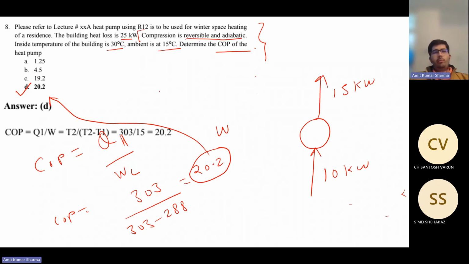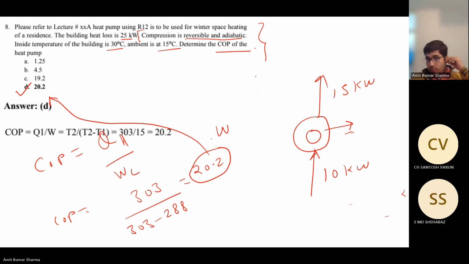So we are saying that compression is reversible. The diagram is very bad. Okay, so it's reversible. Just let me tell one thing. This compressor is reversible, so it means that there are no irreversibilities.